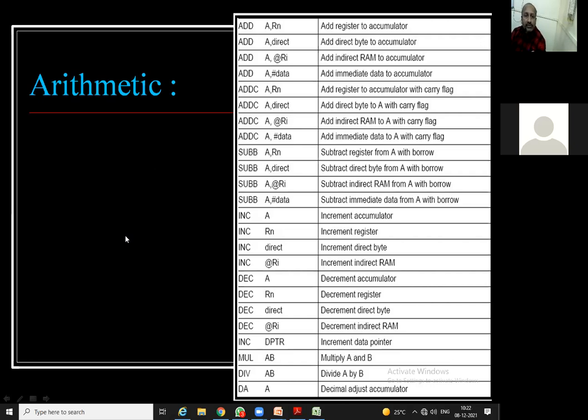Next one: 1 T state is equal to normally how many clock cycles? The correct answer is 1. 1 T state is equal to 1 clock cycle, that is one cycle, that is 360 degrees. Remember this one also.